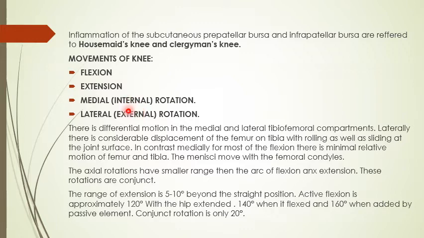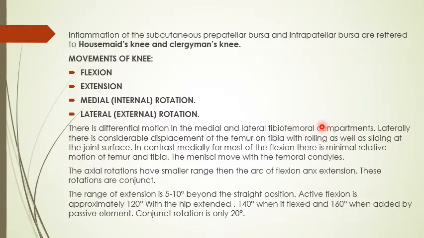These are not principal movements. These are the conjunct rotations associated with the principal movements, which are flexion and extension. The name given is conjunct rotation. So there are two principal movements of the knee, flexion and extension. There is a differential motion in the medial and lateral tibiofemoral compartments.